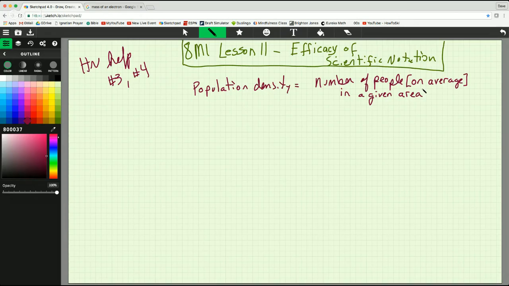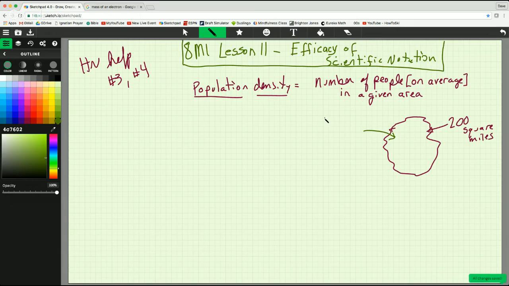Okay, so we're going to talk about the population density of a city called San Jose. So San Jose turns out to be a city that has about, and I rounded this, it's about 200 square miles. It's actually 180, but we're going to round it to 200 square miles. And inside, there are about 1 million people. 1 million people living in there.